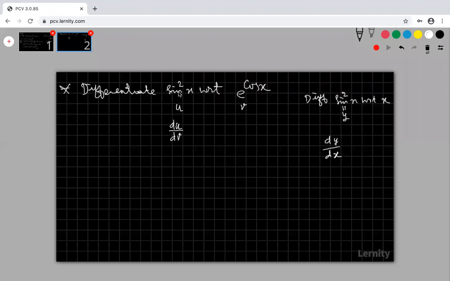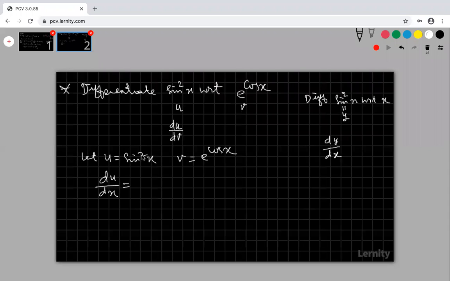Then we have to differentiate this function with respect to this, which means we have to find du/dv. Okay, how to find this du/dv, sir? So your du/dv is nothing but, first of all, let u equal sin²x, and v equal e^(cos x). First of all, differentiate this with respect to x.